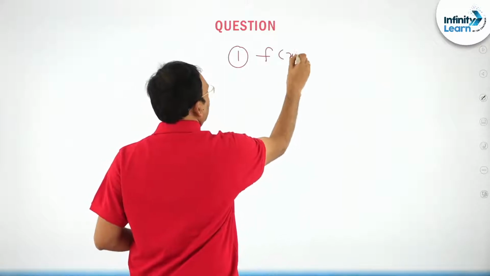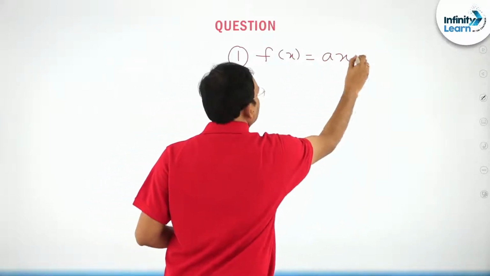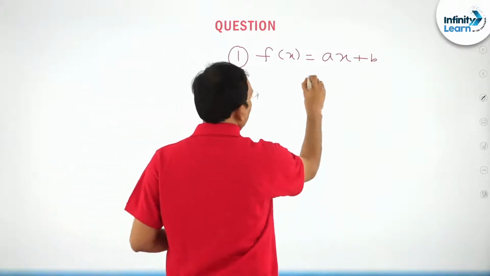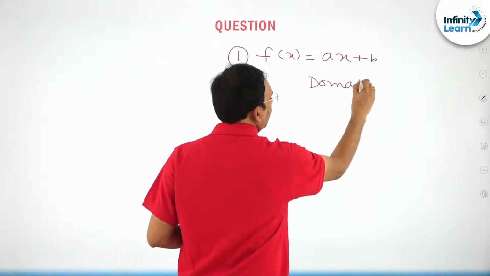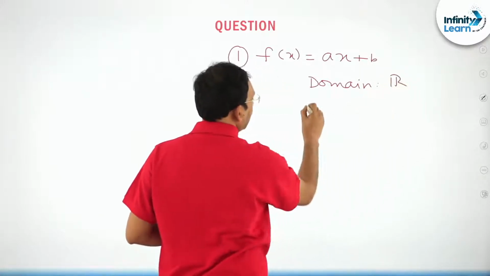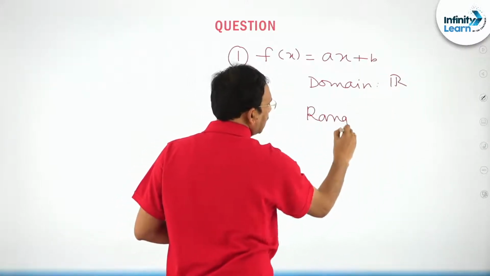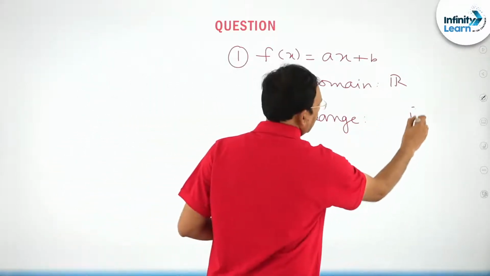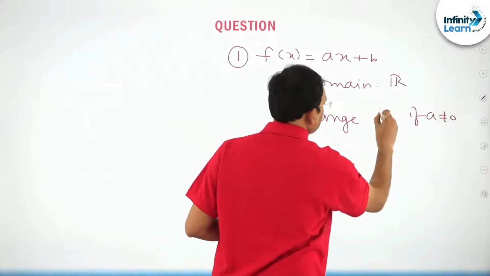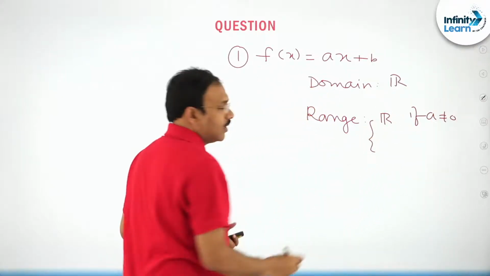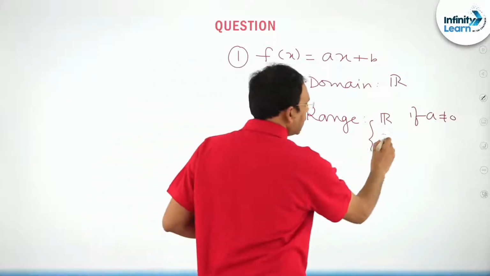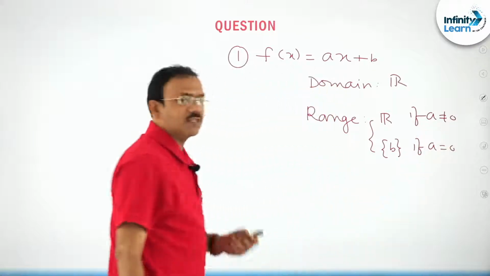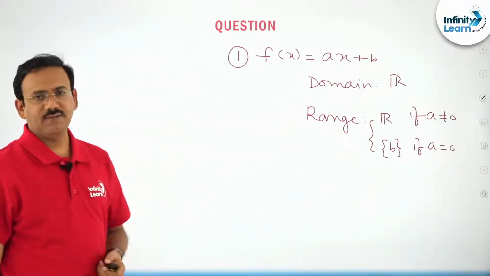Right, friends? So in a nutshell, what I can say is, point number 1, if the function f of x is equal to ax plus b is given, its domain is very clear, domain is R. Now can you say, friends, if a not equal to 0, the range is R. If a is 0, it is just a singleton set. So this is point number 1, friends.